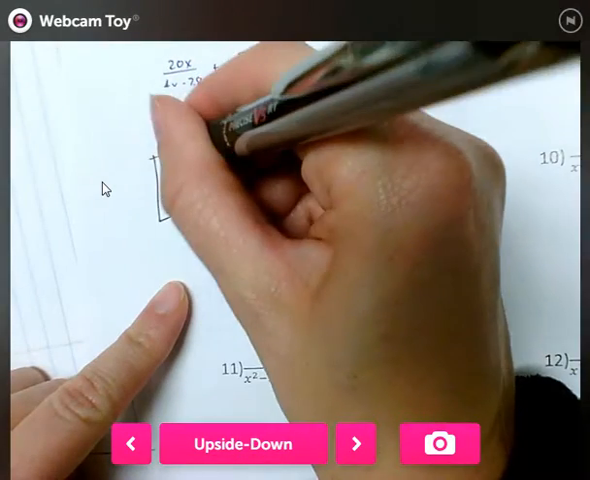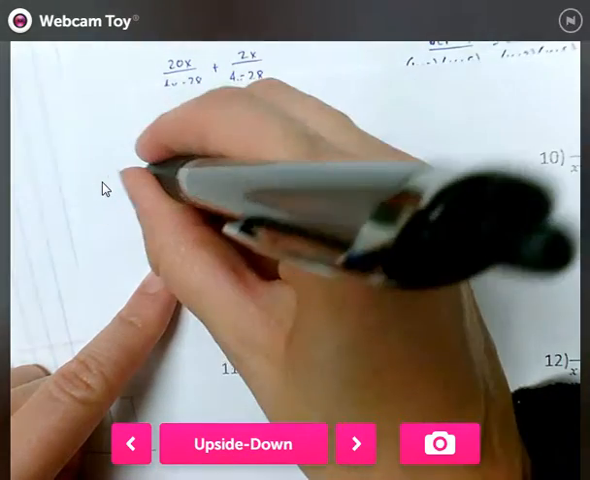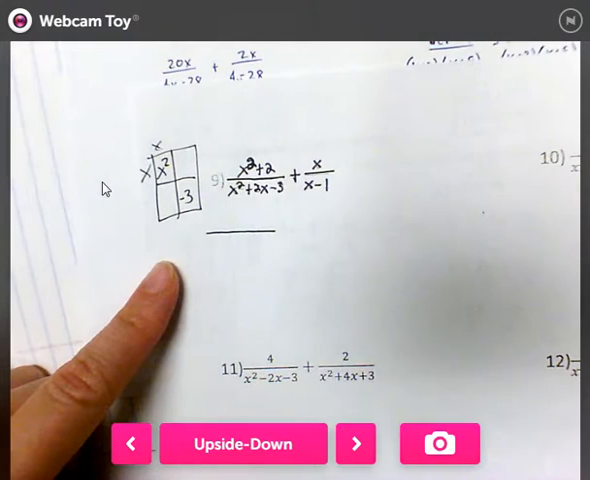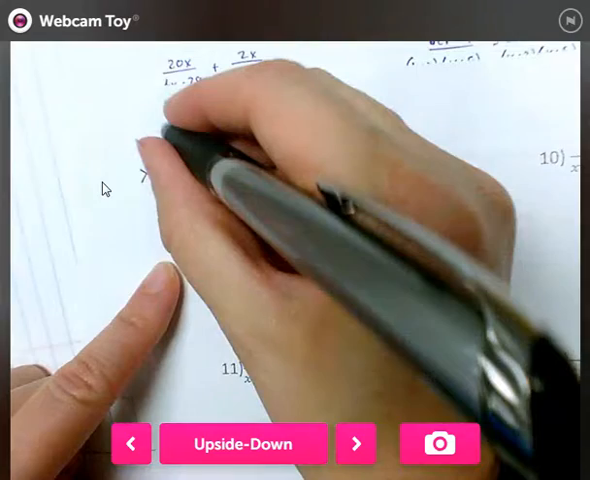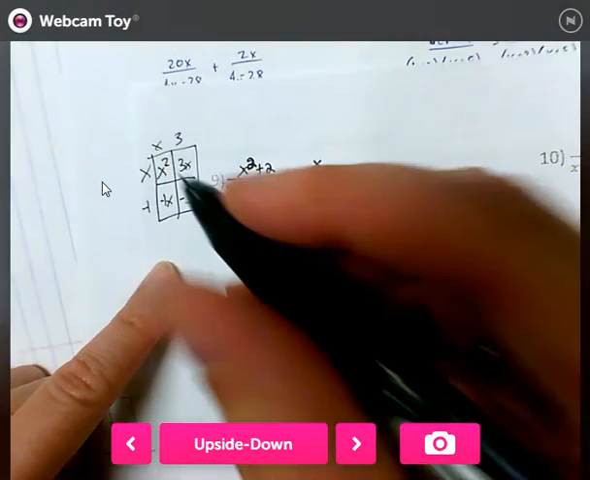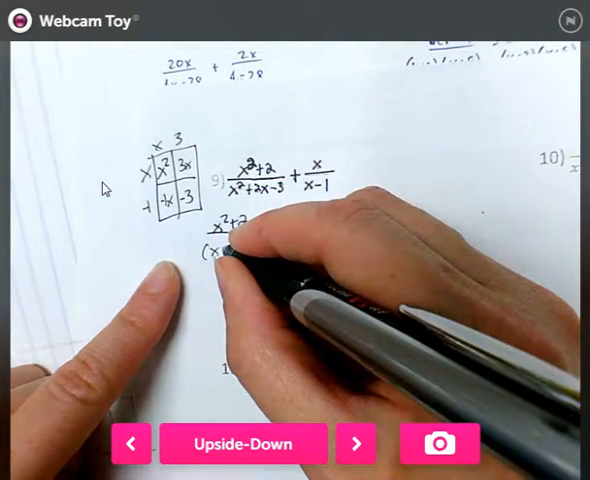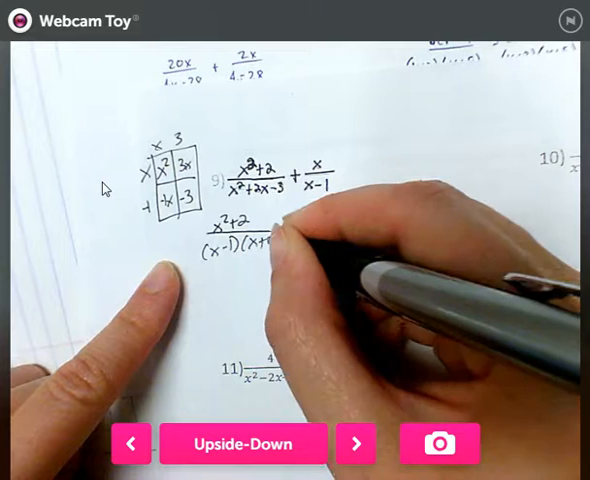I like making the Punnett square. I think that makes more sense to me. So we have x and x. What two numbers multiply to give us -3 but add together to give us 2? 3 and -1, right? So I have x squared plus 2 on top. I have x minus 1 times x plus 3 on the bottom.